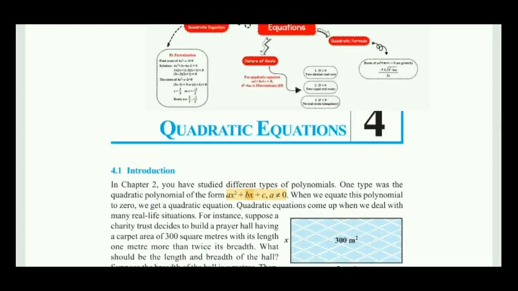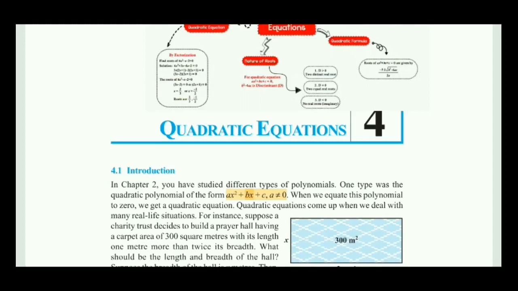My name is Manoj Kumar and today we will start chapter 4, Quadratic Equations. Students, in chapter 2 we discussed different types of polynomials. One type was the quadratic polynomial of the form ax square plus bx plus c, where a is not equal to 0. When we equate this quadratic polynomial to 0, we get a quadratic equation. And in this topic, we will discuss quadratic equations.